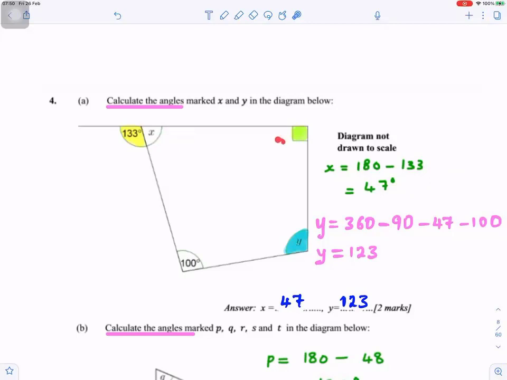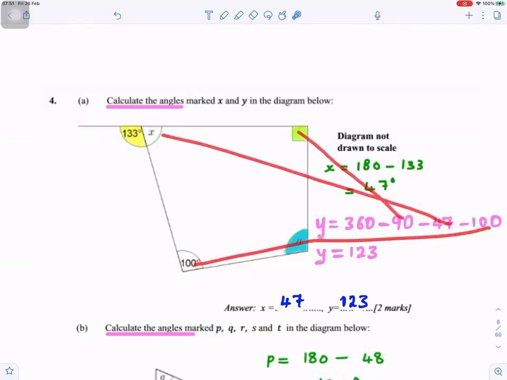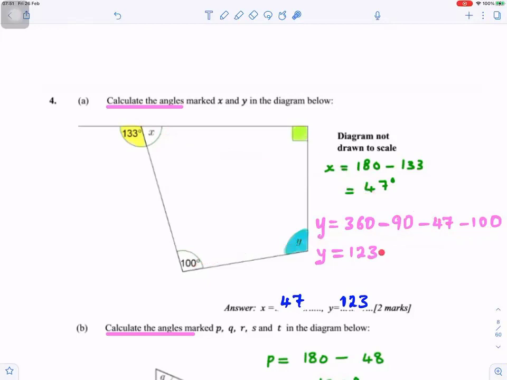Now, this corner there is 90 degrees with that shape. When the shape is like that, it means it's 90 degrees. So how do we find y? These four angles add up to 360 degrees because it is a quadrilateral, 4 sides. So the four angles add to 360. So 360, take away 90, take away 47, take away 100. That will give you what y is, and y is 123.